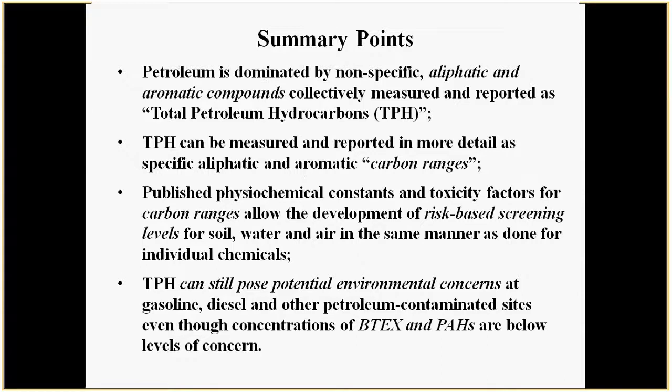So, in quick summary points: petroleum is dominated by nonspecific aliphatic and aromatic compounds, collectively measured and reported as total petroleum hydrocarbons, or TPH. Second point, TPH can be measured and reported in more detail as specific aliphatic and aromatic carbon ranges. And we can assign carbon range physiochemical constants and toxicity factors to these carbon ranges. This allows us to develop risk-based screening levels, or even forward calculate risk for soil, water, and air in the same manner as done for individual chemicals.